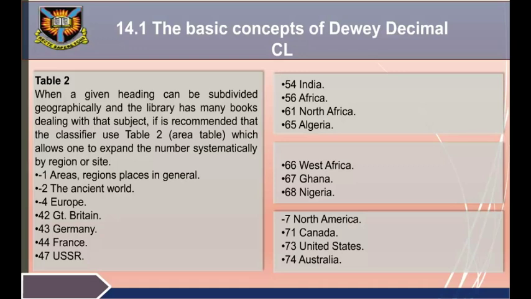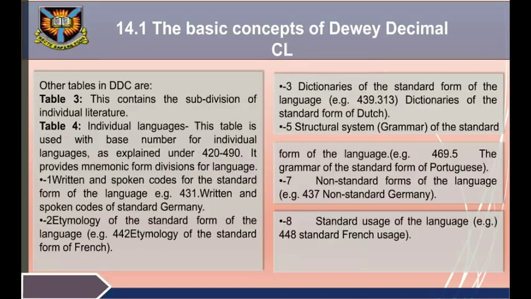North Africa. 65. Algeria. 66. West Africa. 67. Ghana. 68. Nigeria. 7. North America. 71. Canada. 73. United States. 74. Australia. Other tables in DDC are Table 3. This contains a subdivision of individual literature. Table 4. Individual languages. This table is used with base number for individual languages as explained under 420 to 490.